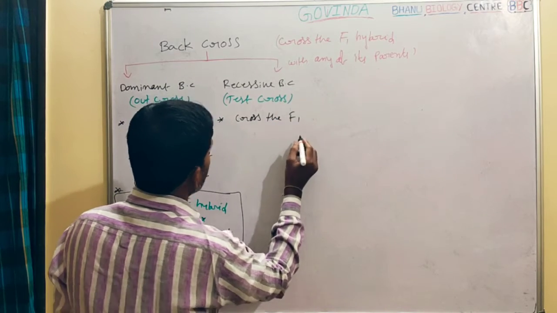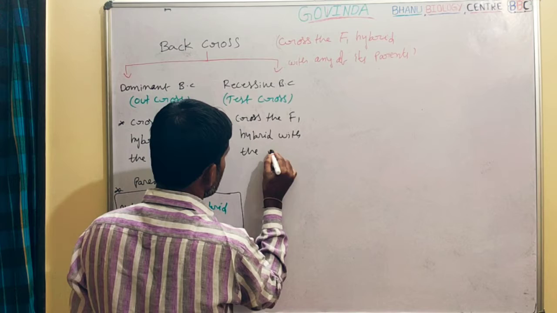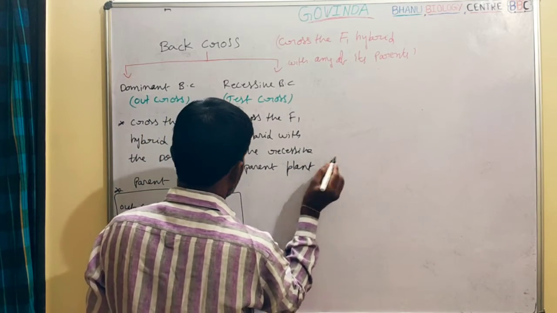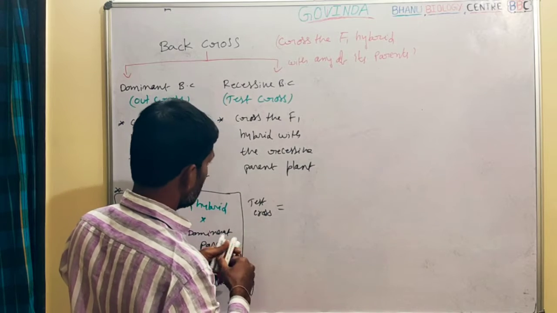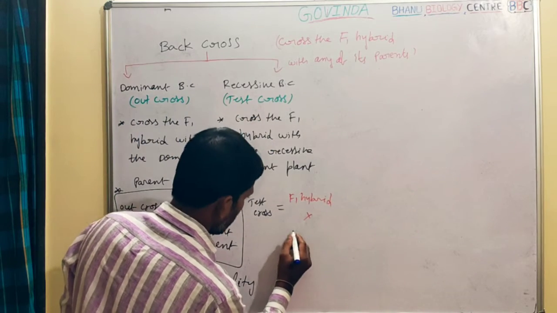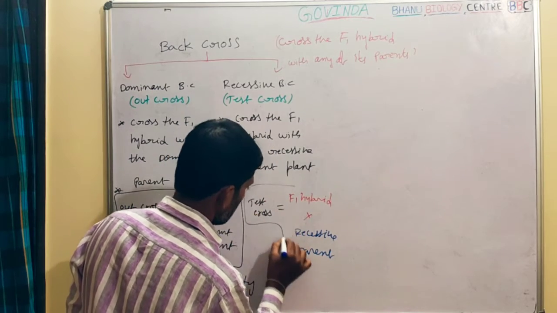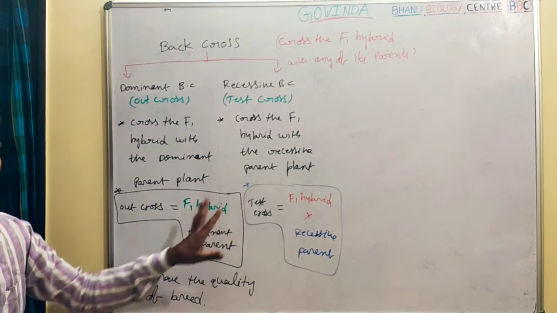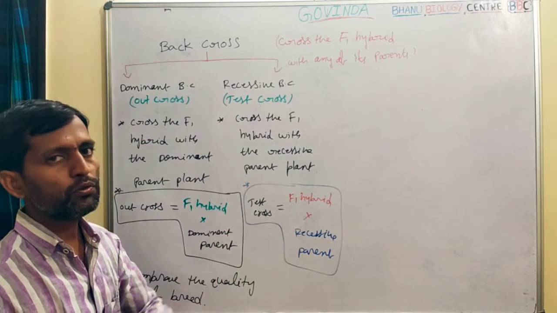Cross the F1 hybrid with the pure recessive parent plant. Then test cross is equals to F1 hybrid into recessive parent. So it is a formula to remember the test cross. Here the experimental parent is same, F1 hybrid. Then the parents are different. In case of outcross, we take dominant parent. In case of test cross, we take a recessive parent.